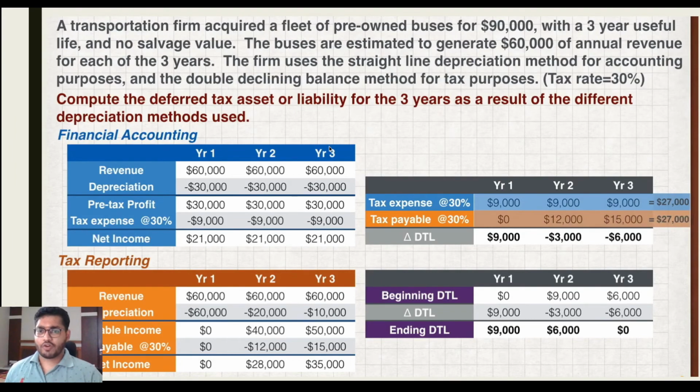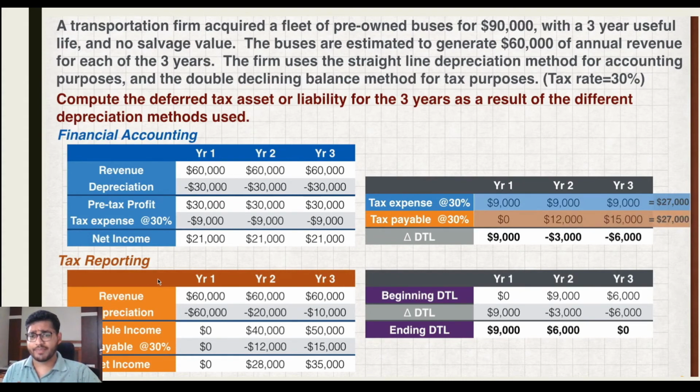The pre-tax profit comes to $30,000 as we deduct depreciation from the revenue. So $30,000 is the same in all the 3 years, and the tax expense is given at a rate of 30%. When we calculate 30% of 30,000, we get 9,000. So the net income for years one, two, and three comes to around $21,000.